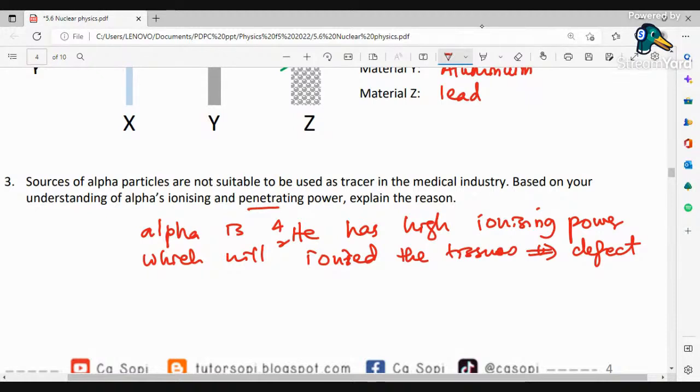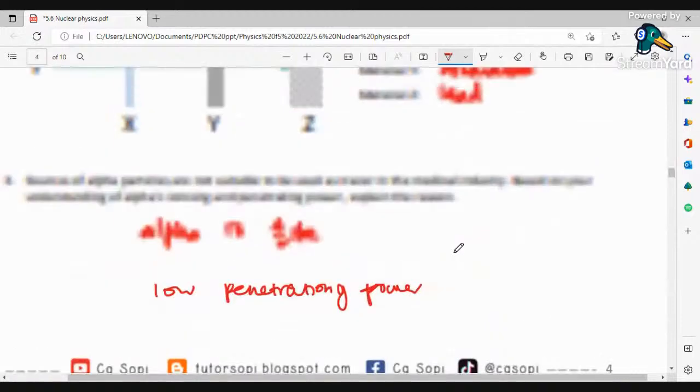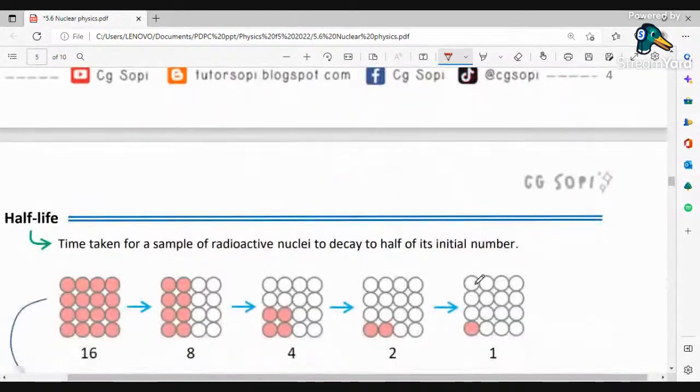Okay, due to a very low penetrating power, it is easily stopped just by maybe a thick skin or bones and all that. Penetrating power is low. So itu sebab kenapa tak boleh. Normally we use a tracer, something like gamma. Okay, so you can read more about this one.